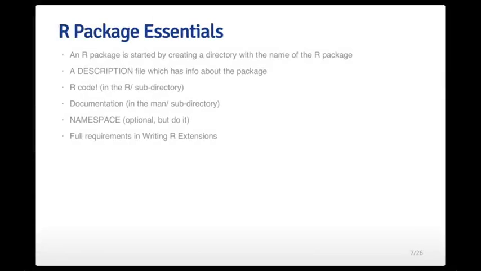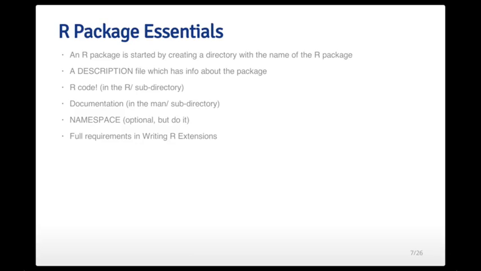So what makes up an R package? There are a couple of essential elements, and then there are a number of optional elements. The first thing you do when you create an R package is create a directory on your file system. This is done in a variety of different ways depending on what platform you're on, but it always starts out with a directory.